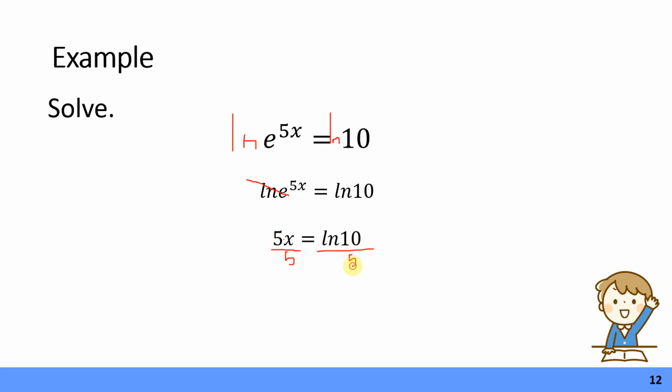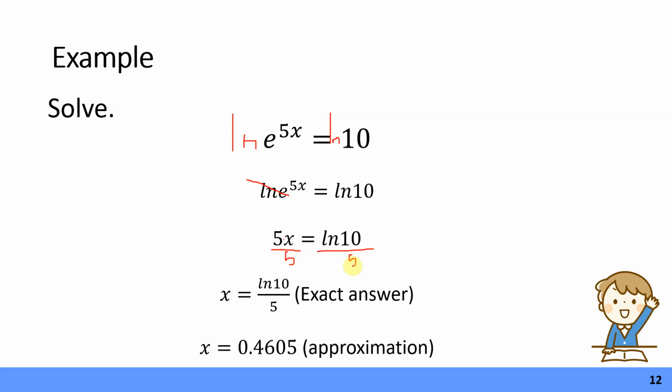And that's it. There we go. My answer is x equals ln of 10 divided by 5. That's my exact answer. Again, if I ask you for approximation, just put it in your calculator, and I got 0.4605. Of course, already rounded. So just make sure you know the difference. Again, if you forgot, exact answer, what you get from the problem, approximation, what you get from the calculator.